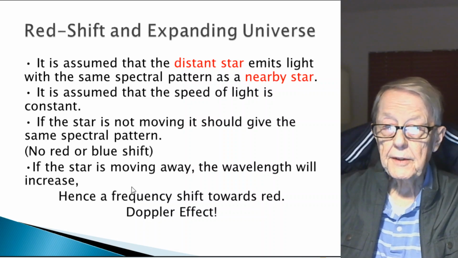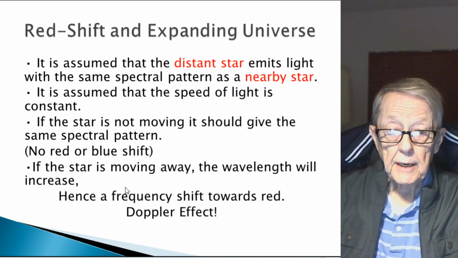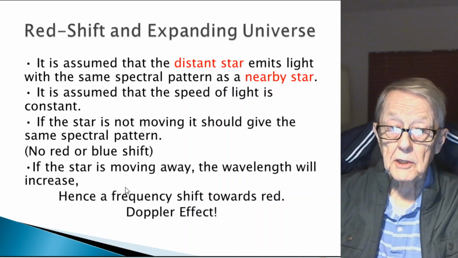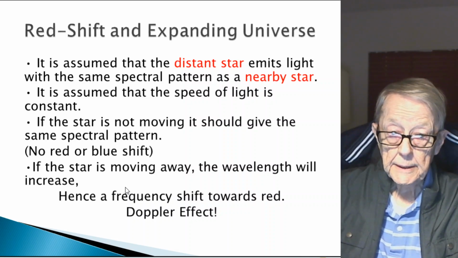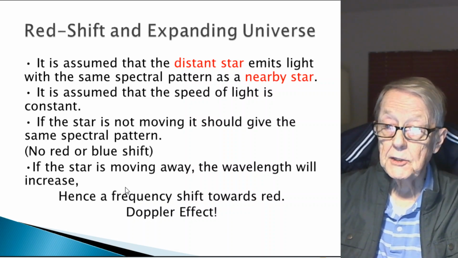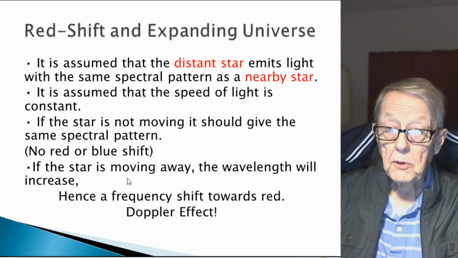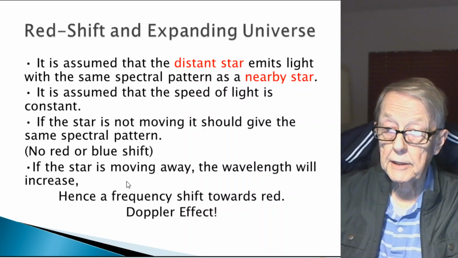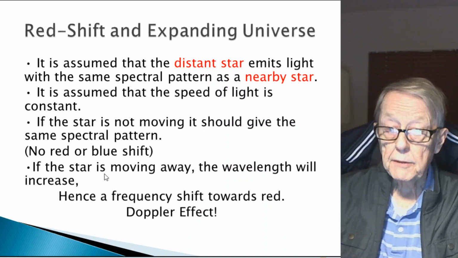So the redshift, they claim, says the universe is expanding. And to do that, they have to make some assumptions. It is assumed that the distant star emits light with the same spectral pattern as a nearby star. So they measure a nearby star and they have something to compare to. It is assumed that the speed of light is constant, namely and specifically c. If the star is not moving, it should give the same spectral pattern because nothing else should happen to light as it moves through open space, and hence no redshift or blueshift.